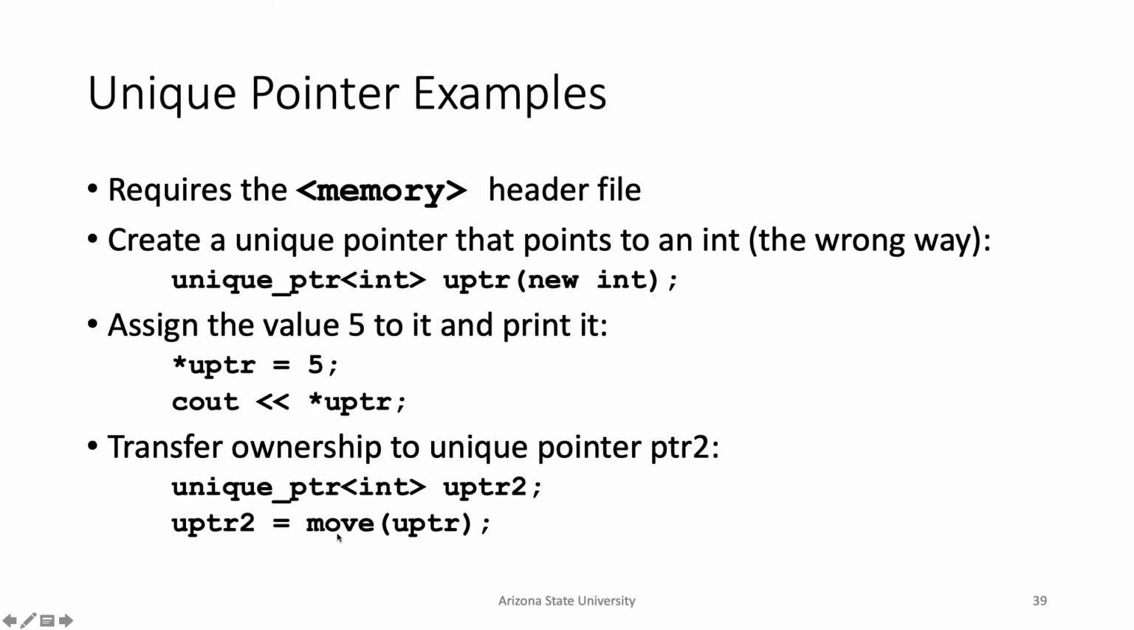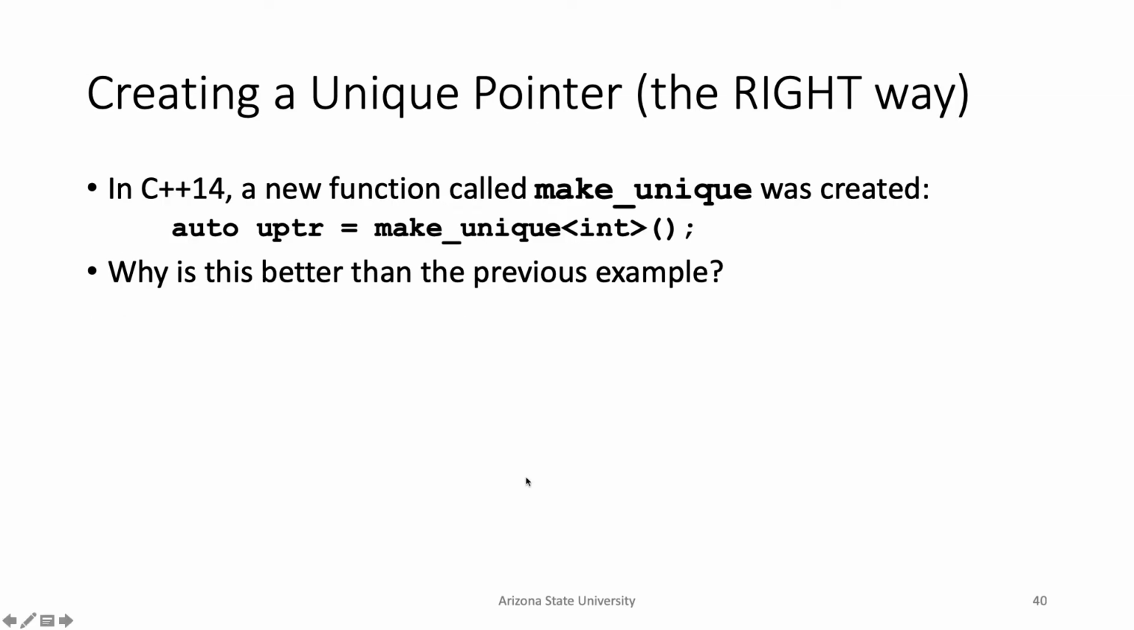Intuitively, this move means take the guts out of this unique pointer and then transfer all the guts of it into this other unique pointer. That's not exactly what happens, but it's a good analog of what actually happens. So at this point, when I call move on uptr, I shouldn't be able to use uptr at any other point. And then uptr2 is going to have the same data as uptr did before. So I can transfer ownership as necessary for a unique pointer, which is kind of cool.